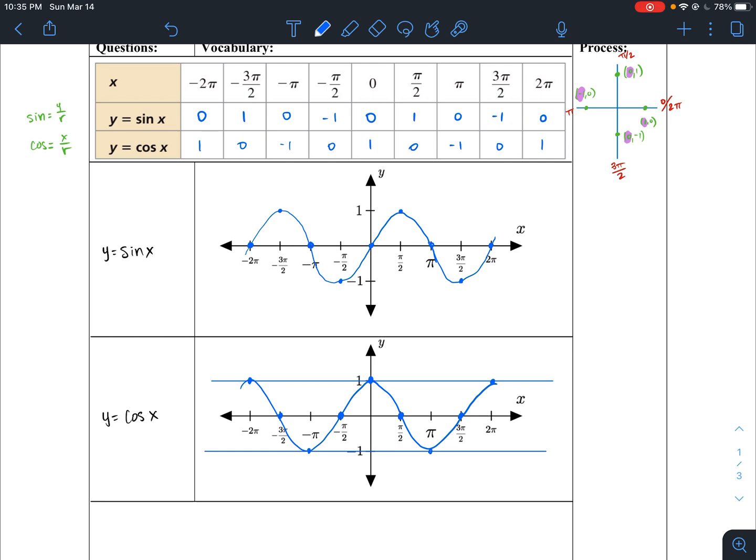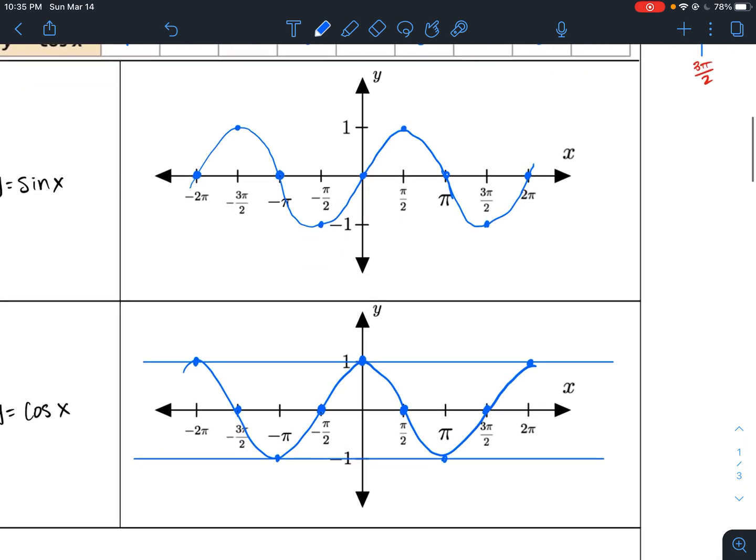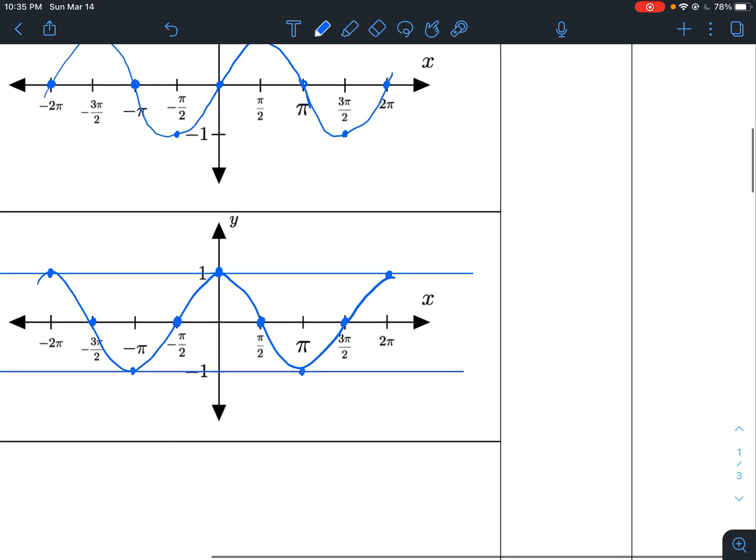Now let's look at some of the characteristics. Now this right here, notice that this is our max value, our max y value, and this is our minimum value or minimum y value. It's between negative 1 and 1. So I said that just a little bit earlier. Okay, so our values are between these two y values.